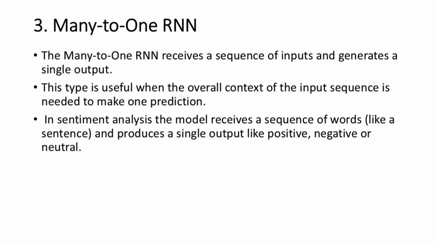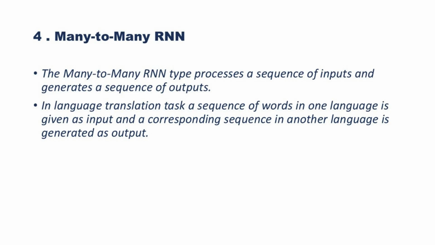Many-to-many RNN. Many-to-many RNN takes a sequence of inputs and produces a sequence of outputs. This type is used in tasks like language translation. Words in one language are given as input. Words in another language are generated as output.